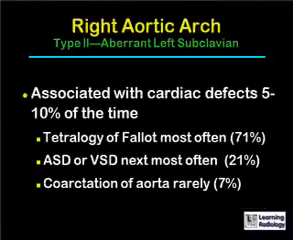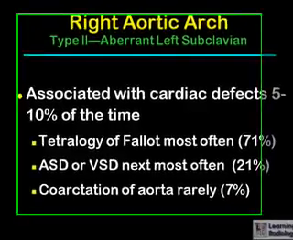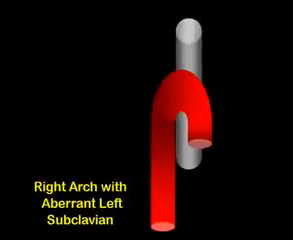A right aortic arch with an aberrant left subclavian is associated with cardiac defects about 5 to 10% of the time. Most commonly, it too is tetralogy of Fallot, then atrial septal defect or ventricular septal defect, and coarctation of the aorta rarely. The branching of a right aortic arch with an aberrant left subclavian artery.